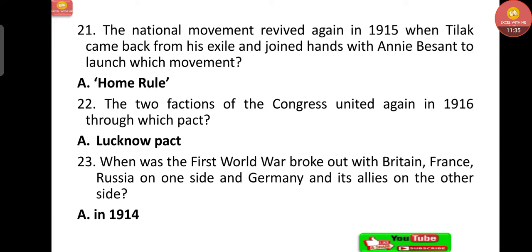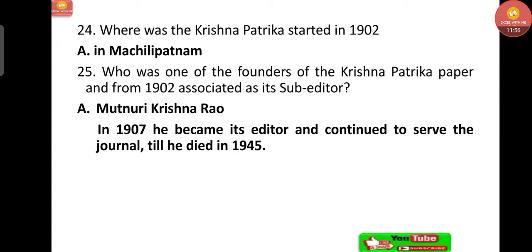The two factions of the Congress, moderates and extremists, united again in the year 1916 through which pact? That was the Lucknow Pact. When did the First World War break out, with Britain, France and Russia on one side and Germany and its allies on the other side? That was in the year 1914.